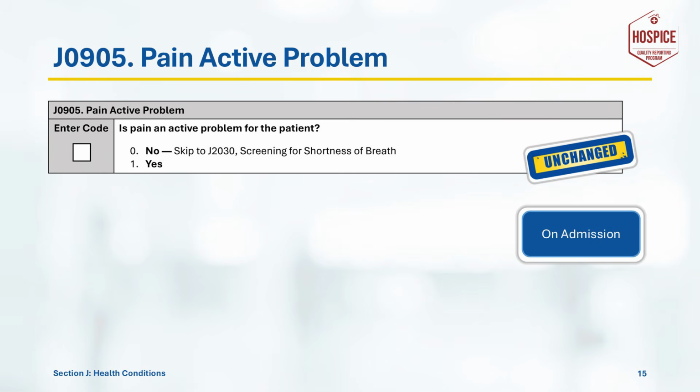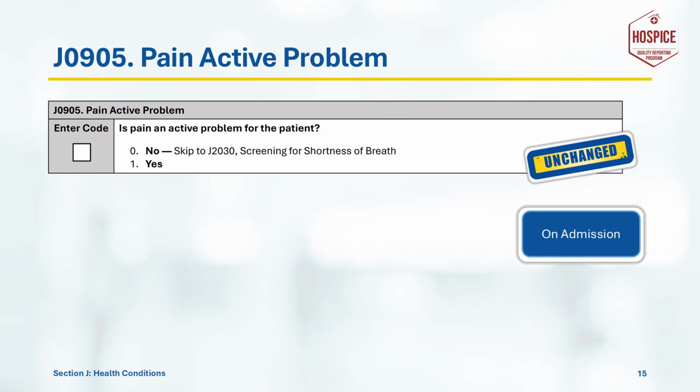The next data element for pain is J0905, pain active problem. Again, this item was carried over from the HIS and remains unchanged. This item is also collected on admission. Based on the assessment, the clinician determines if pain is an active problem.